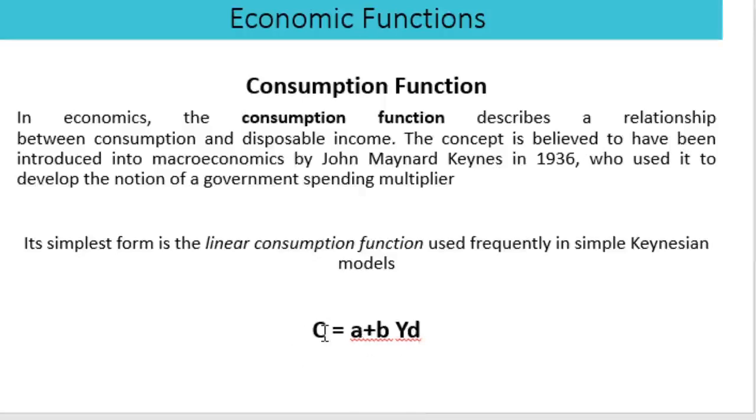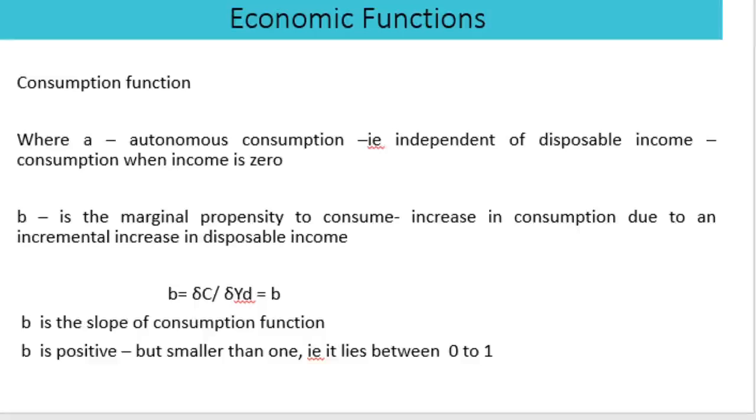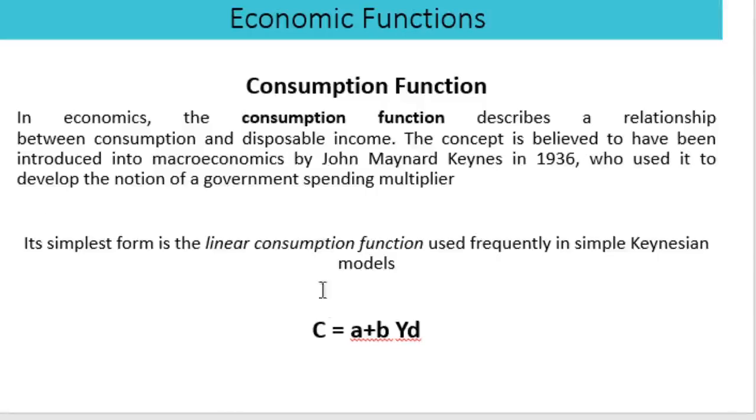In this equation, C equal to A plus B YD, C is the consumption expenditure. A is the autonomous consumption, that is, it is independent of disposable income. Autonomous consumption means consumption when income is zero. Even though income is zero, there will be consumption. That consumption is termed autonomous consumption, and it is given as A in the consumption function.